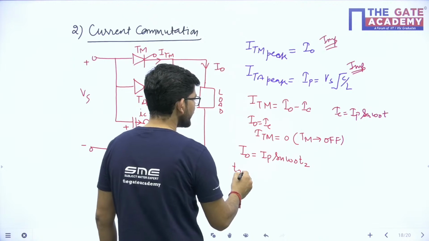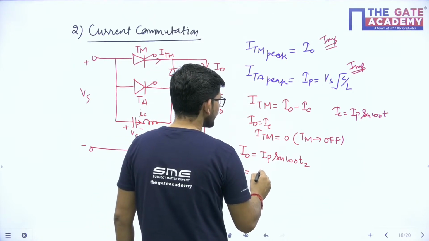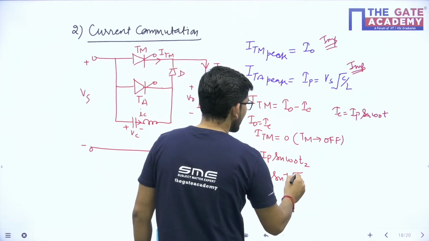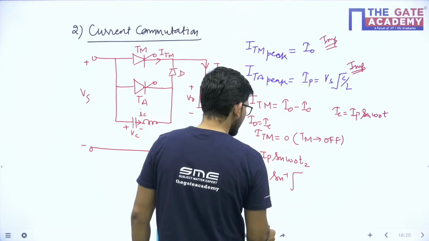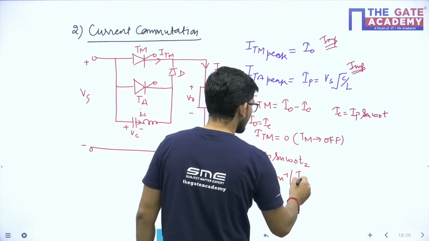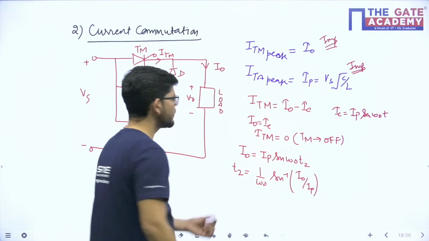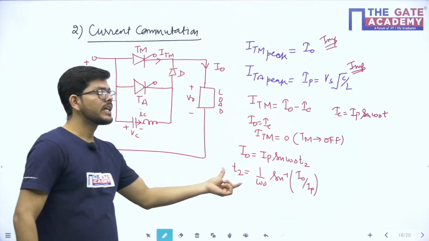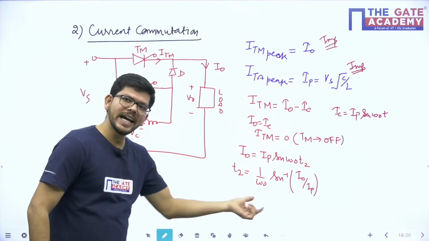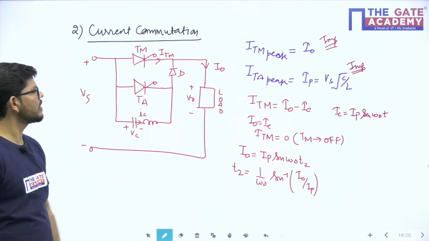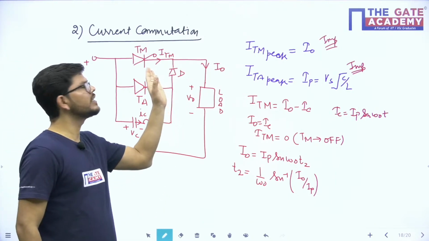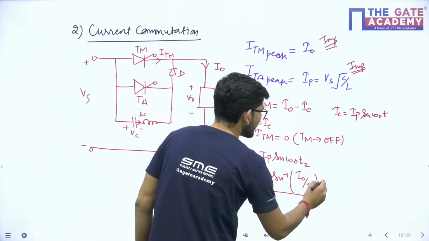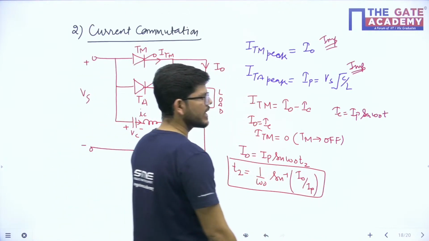So what will be the value of T2? This T2 will be equal to 1 upon omega naught sine inverse I0 upon IP. So this will be the value of duration T2 during which the reverse voltage will be applied across this main thyristor via this capacitor to turn this main thyristor off. So this is also an important formula that we have. Is that clear? Just give me a reply.